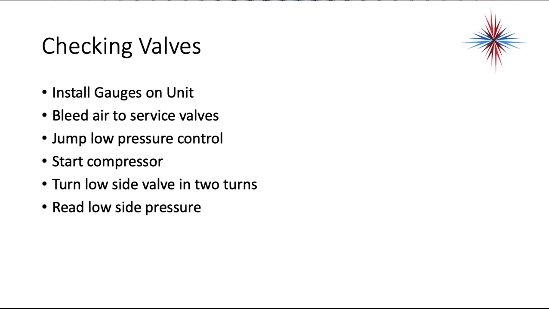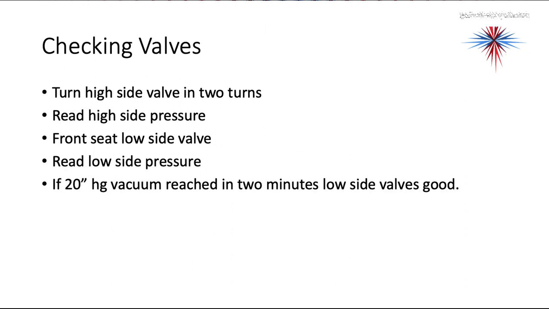To check the valves of a compressor, you can install the gauges on a unit and bleed the air to the service valves. Then jump out the low pressure control, start the compressor, and turn the low side valve in by 2 turns. Read the low side pressure. What that does is basically open the service valve to the system. Then you can turn the high side valve in by 2 turns. Read the high side pressure.